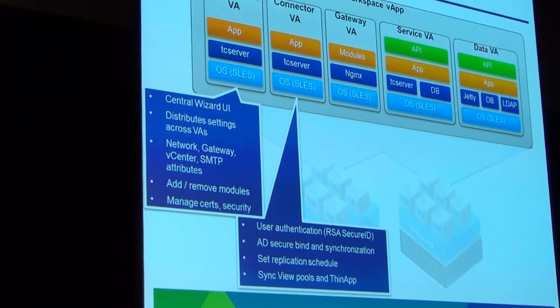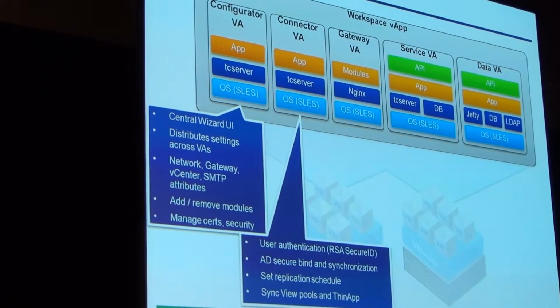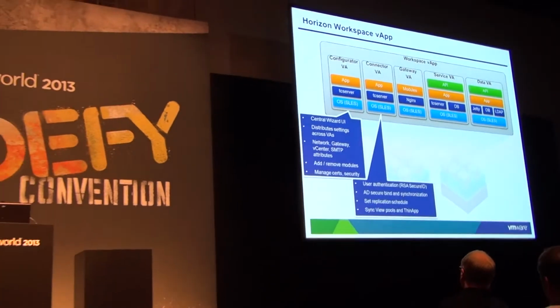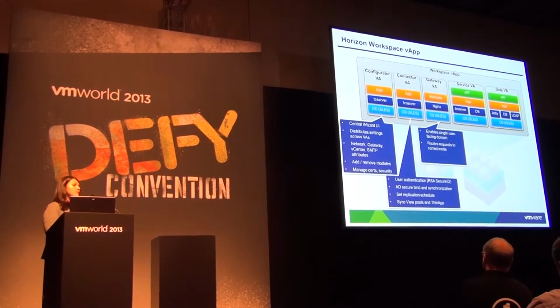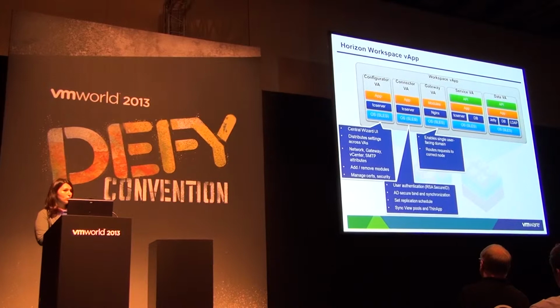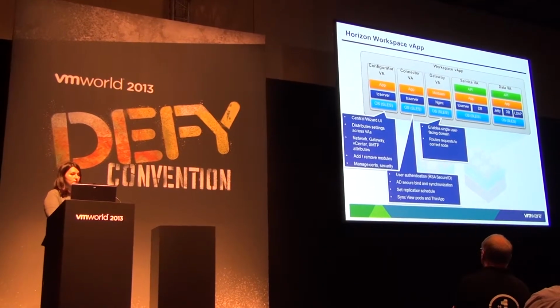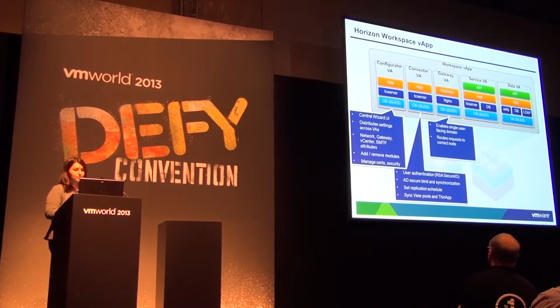The connector VA is really the glue for everything, as you can see, for AD, for your RSA, for syncing everything across the entire product. The gateway VA is what we'll talk about later about load balancing. It doesn't get exposed out, but it's what you actually route all the requests to, going to the appropriate services.